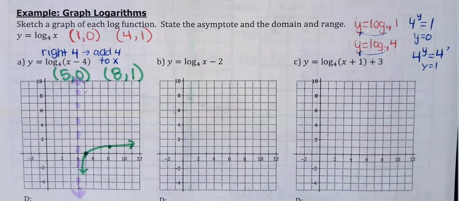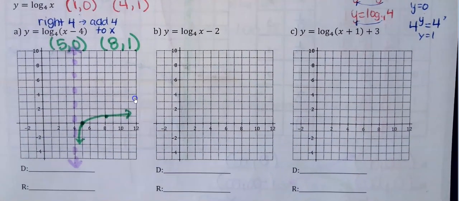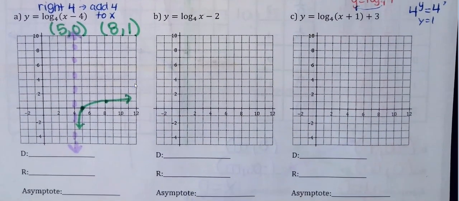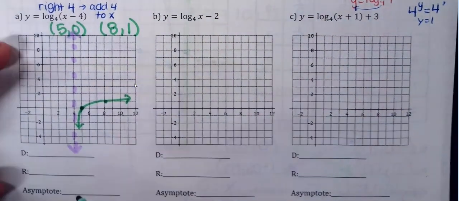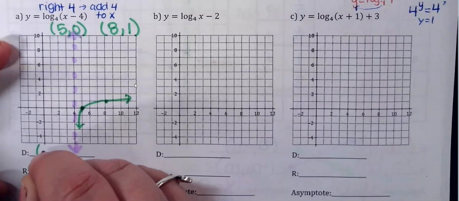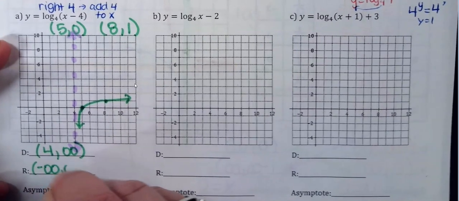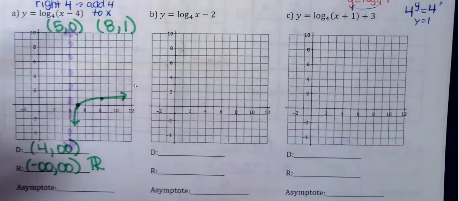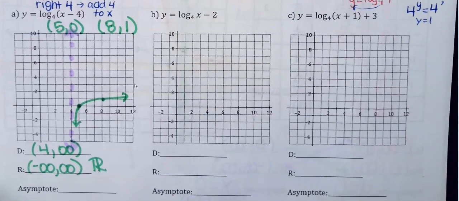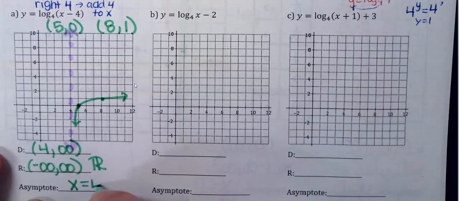All right, and then I'm going to see if I can scooch this up just a little bit to do the domain, range, and asymptote. Okay, so your domain should be your asymptote, which is 4 to infinity, and your range for every single one of these, up and down forever, negative infinity to infinity, are all real numbers. And the asymptote I put on the graph there, x equals 4.